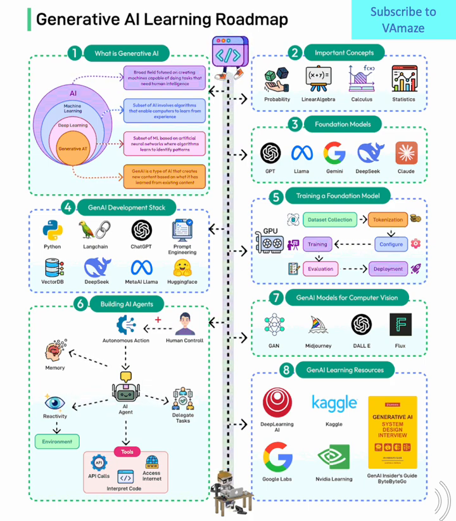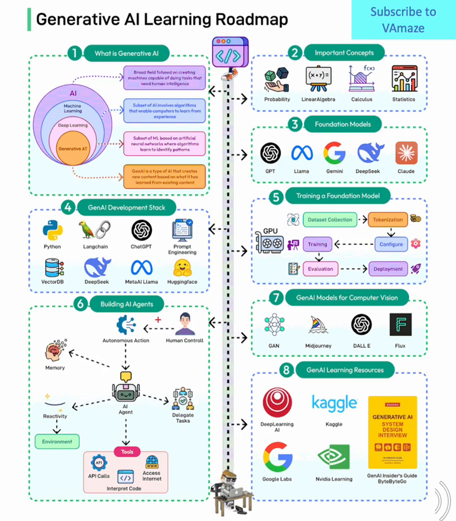But you can't train or fine-tune those models without the right Gen AI development stack. On the software and tooling layer, you'll typically work with languages like Python and frameworks such as LangChain for chaining model calls, ChatGPT's API for direct interactions, and libraries dedicated to prompt engineering. For data storage and retrieval, you might leverage specialized vector databases, and for specialized downstream tasks, you'll find open-source tools like DeepSeek, Meta Llama, and the Hugging Face ecosystem invaluable. This stack gives you the building blocks for working with large volumes of data and interacting effectively with foundation models.